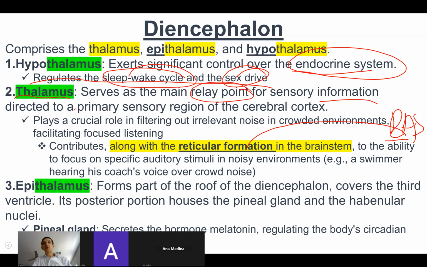and it projects to the primary sensory region, so the postcentral gyrus, that's where the sensory homunculus is. But what it does is it filters out noise, irrelevant noise.